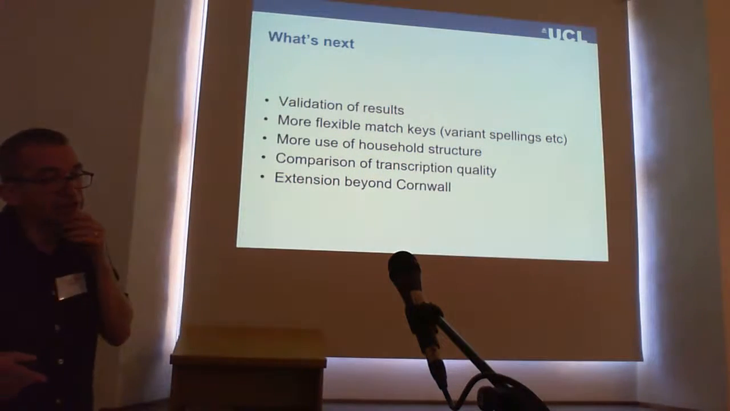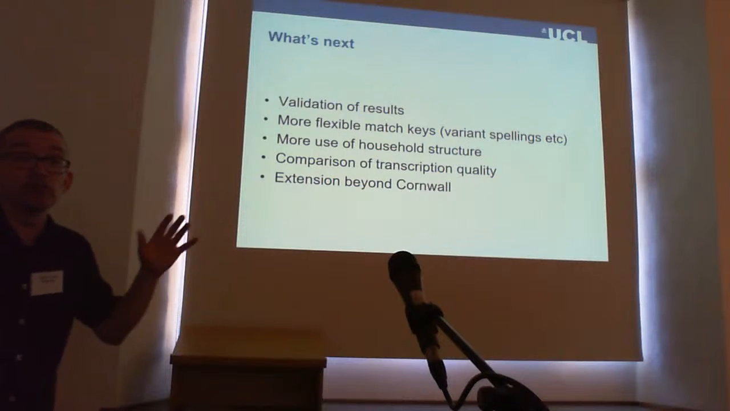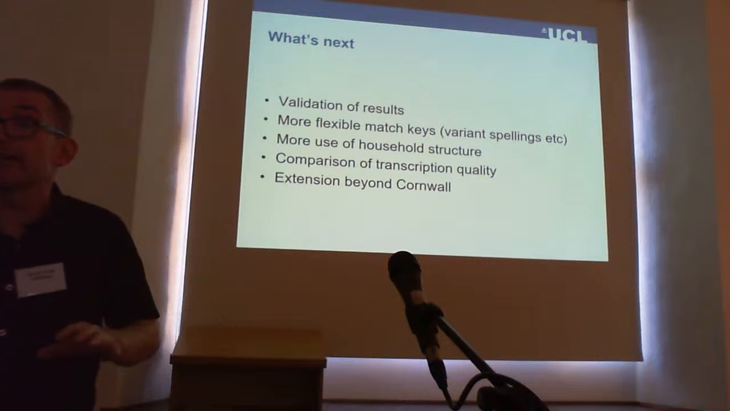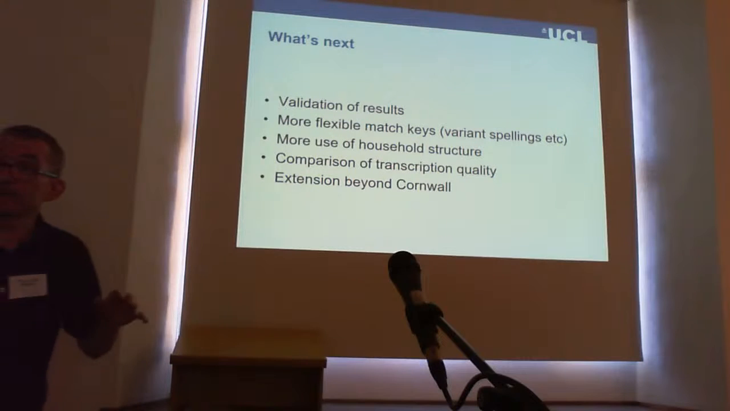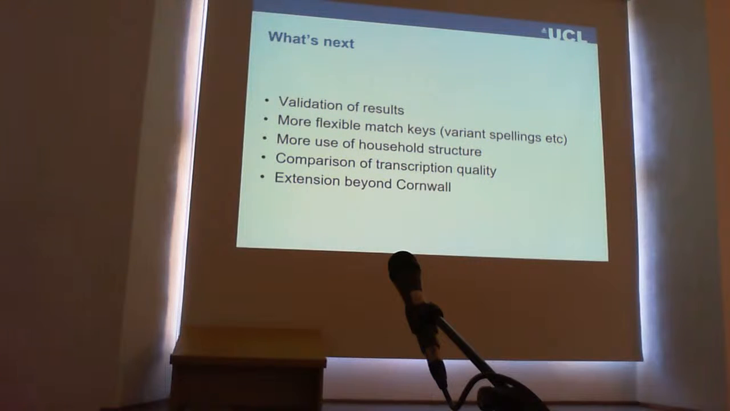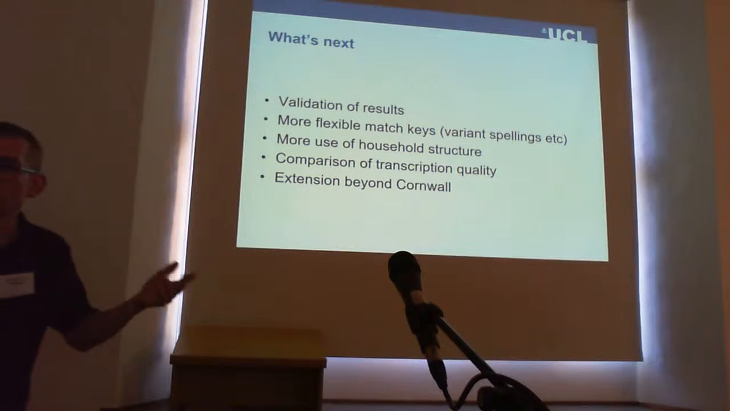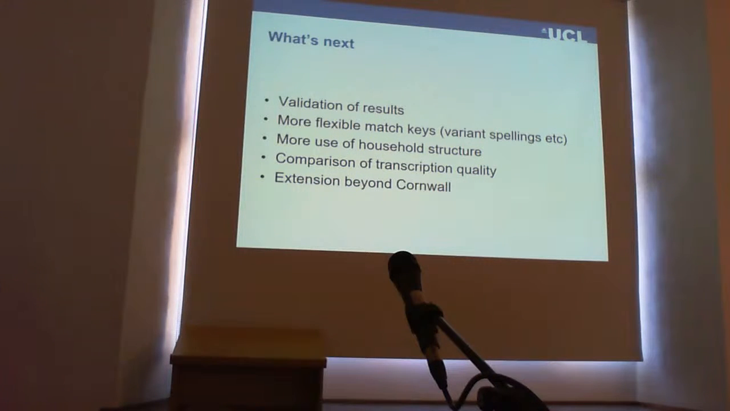So what am I interested in doing next? Trying to validate results. Some of those matches look right, some look a bit iffy. Look at more flexible match keys: I've looked for exactly the same spellings of names and birthplaces. If we allow a bit of flexibility, can we get a good match that we're still confident about, but get more numbers? More use of household structure: I've just looked at married couples. If you look at someone with a child in the house, does that child age 10 years as well? Can that help you follow some of this?